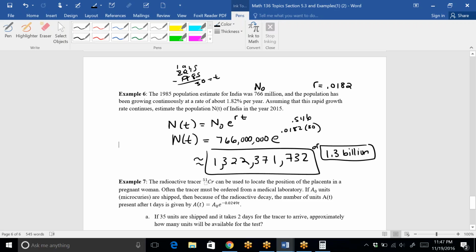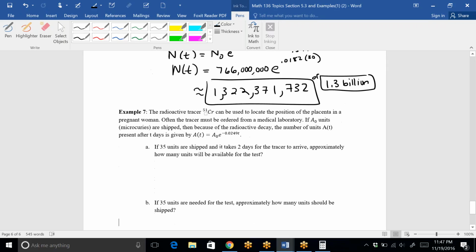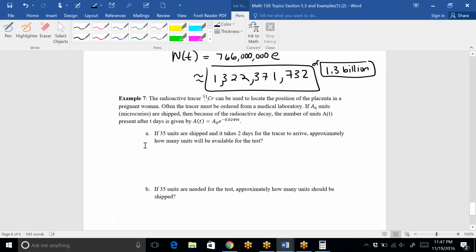Okay, this next one was what I was talking about, half-lives and understanding how they order medicine, and sometimes because it has a decay rate. So this radioactive tracer 51Cr can be used to locate the position of the placenta in a pregnant woman in case they're worried about it not being in a safe location. Often the tracer must be ordered from a medical laboratory. If A sub 0 microcuries are shipped, then because of radioactive decay, the number of units A of t present after t days will be given by A of t equals A sub 0 e to the negative 0.0249 times t. This is your percentage of decay per day. So that's that decimal right there that they're giving you.